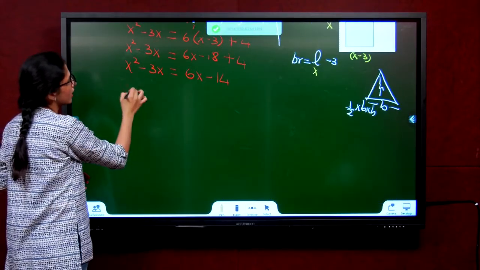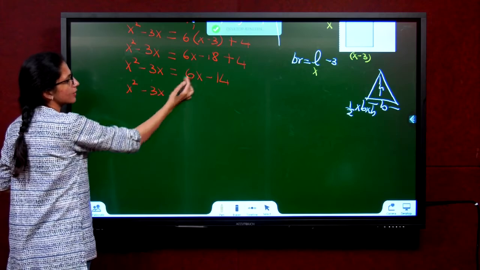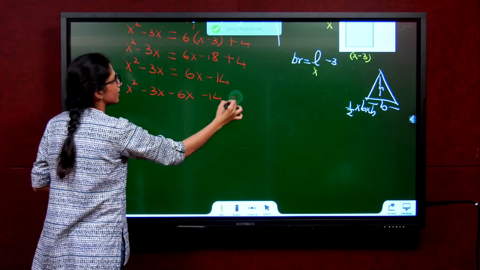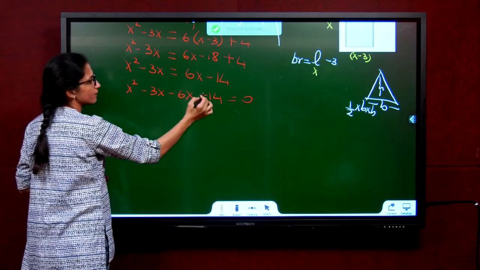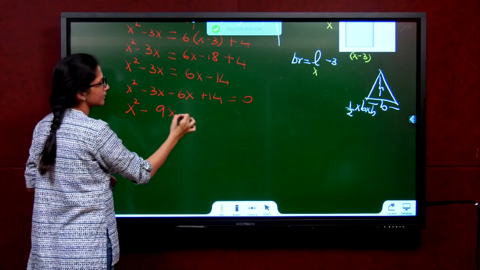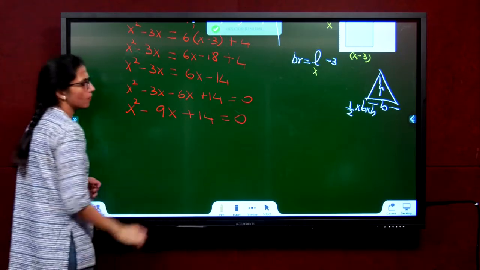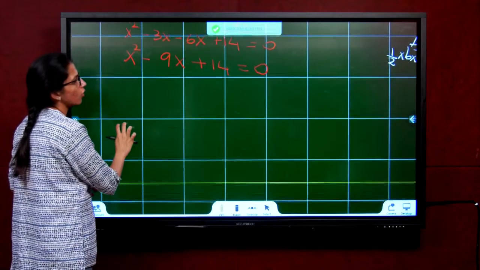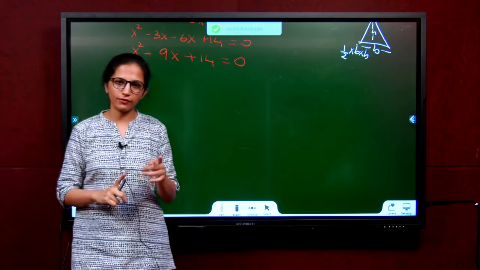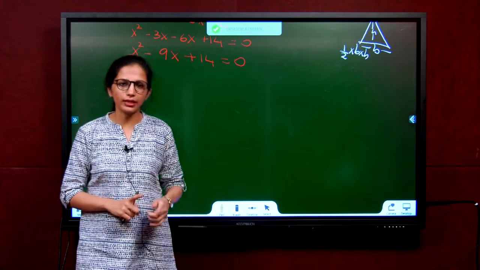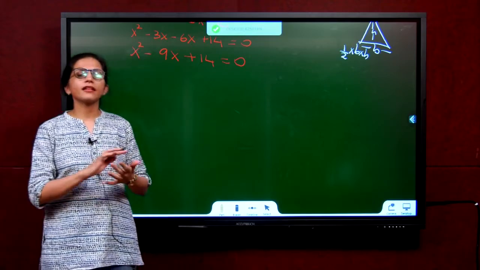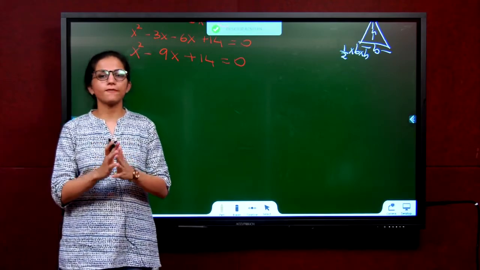So now what do we do? x square minus 3x. Bring the plus 6x this side. Minus 6x. Minus 14 comes there, is equal to 0. When minus 14 comes this side, it becomes plus 14. Sign changes. x square minus 9x plus 14 is 0. Now you can go for factorization or quadratic formula. Any technique is fine. See, if they mention in the question by factorization, you have to use factorization only. If they say by quadratic formula, you have to use quadratic formula only. If nothing is mentioned in the question, the choice is left up to you.